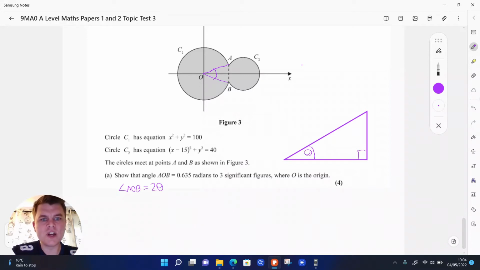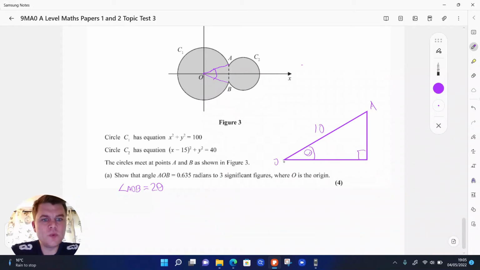We're going to label all the sides that we know. Do we know any of them? Well, yes, we do. We know this side here. This side here is, if you notice, the radius. So from O to A, that is the radius of circle 1. The equation tells us that the radius is simply the square root of 100. So it is 10. Because we've got a right-angled triangle, if we can work out one of the other sides, we can then use trigonometry to work out what theta is.